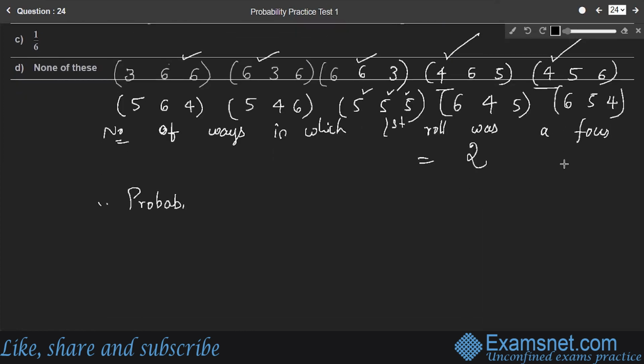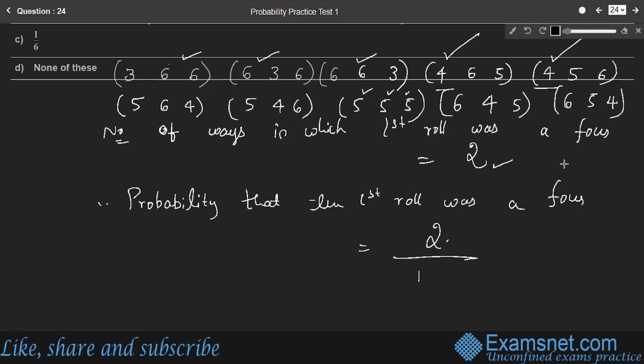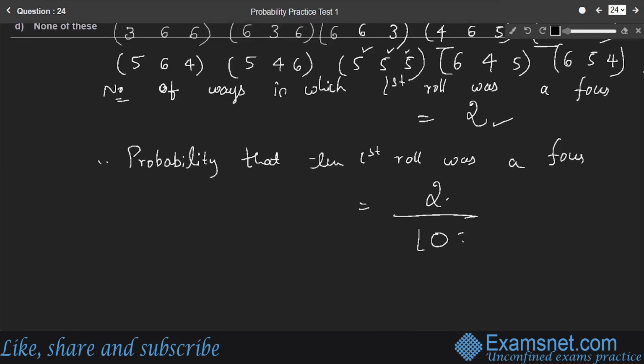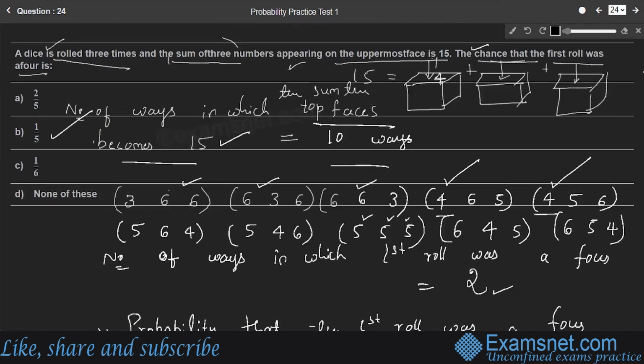right? Therefore, the probability that the first roll was a 4 is equal to, here the favorable outcome is 2, right? So the number of ways in which the first roll was a 4 is 2 by the total number of outcomes. The total number of outcomes means the number of ways in which the sum of the top faces becomes 15, which is 10 ways. So out of 10 ways, in 2 ways, we'll get the first roll as 4. Therefore, the probability is 2 by 10 or 1 by 5, right? Therefore, option B is the right answer.